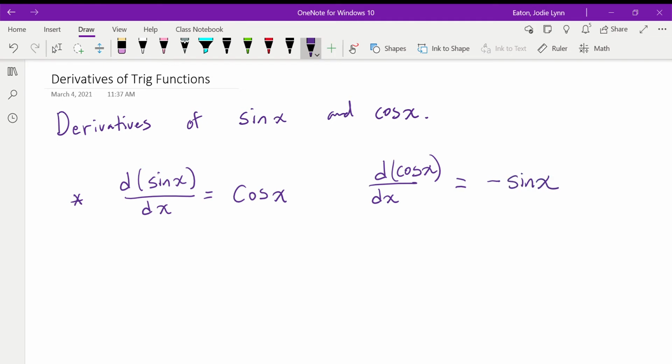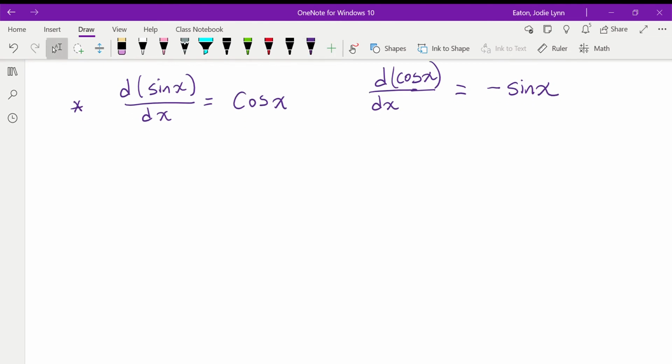So, two derivatives to memorize. They're not hard, it's the other one. So the only thing you've got to remember is that the derivative of cosine is negative sine. Okay, so now that we have trigonometric functions, we can do a whole lot more when it comes to derivatives.